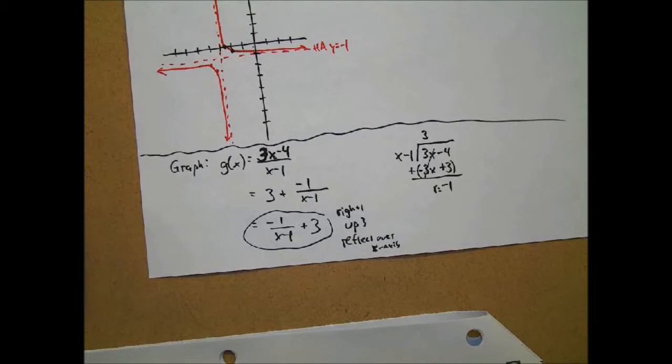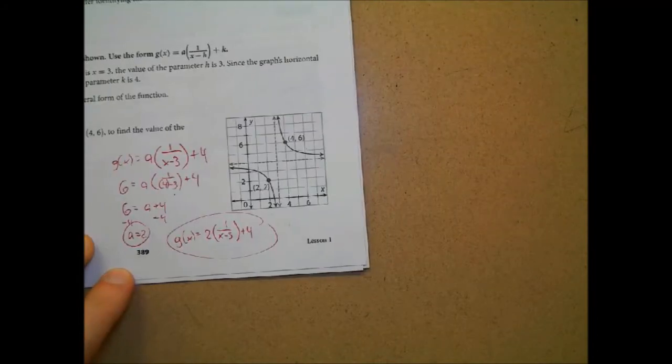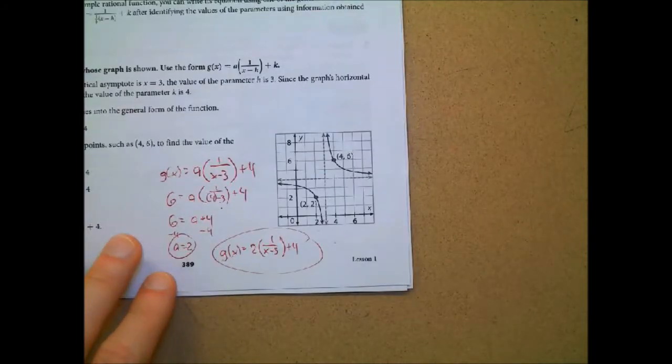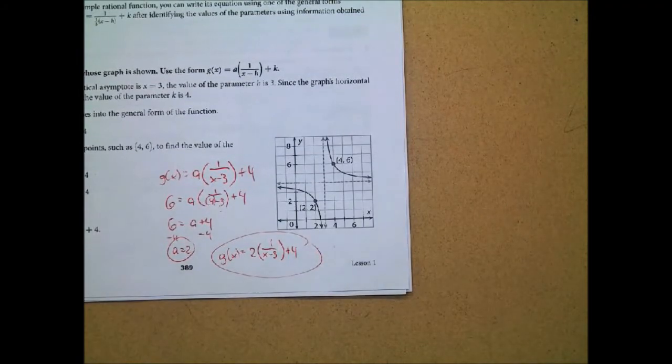Questions on any of that? All right. And you guys can graph that from there, I think, right? And so we can also talk about how to write a function from its graph, right? So what kind of transformations do we see here in this graph? How is it transformed?